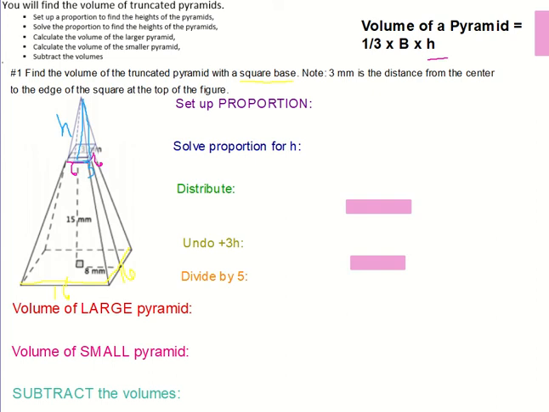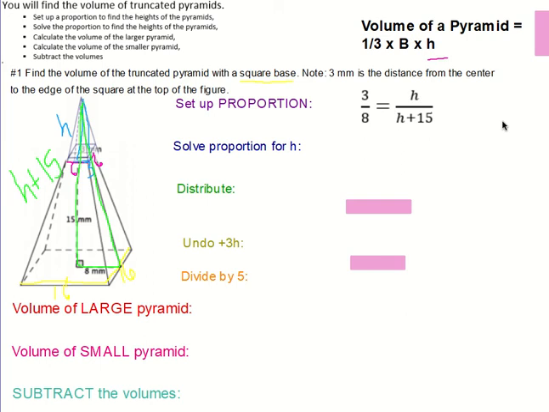Now for the larger pyramid, I'm going to also draw a right triangle. So the base of this one's 8. The height is unknown, but I know it's 15 more than the height of the small pyramid. So I'm going to call the height of this green triangle H plus 15, because there's 15 more. So from here I could go through and set up my proportion. Here's my proportion. I have 3/8. That just came from the bases of those two similar triangles. And then I have H over H plus 15. Those are just the heights of the similar triangles.